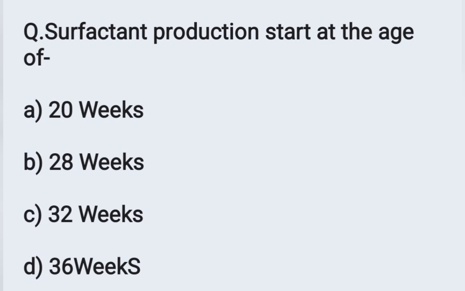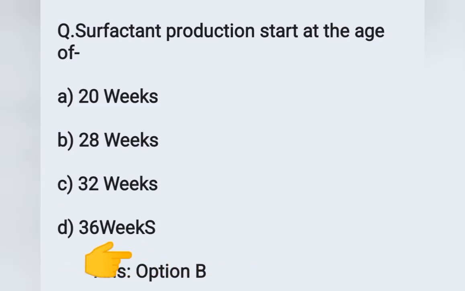Surfactant production starts at the age of options. Option A 20th week, option B 28th week, option C 32 weeks, option D 36 weeks. The surfactant which is present in the lungs will help for easy breathing. So its production will start at 28th week of gestation. Option B is the correct answer.